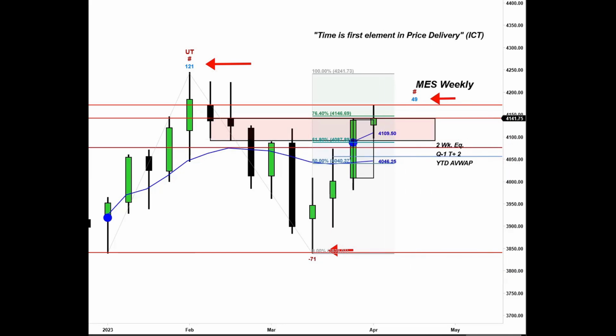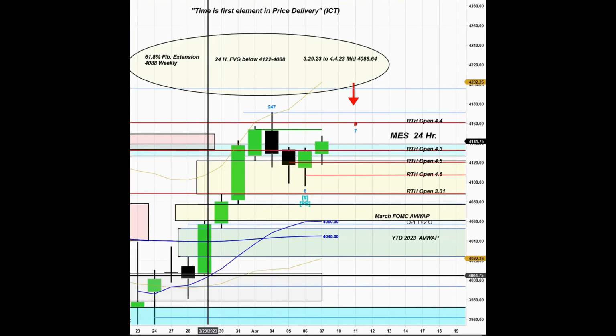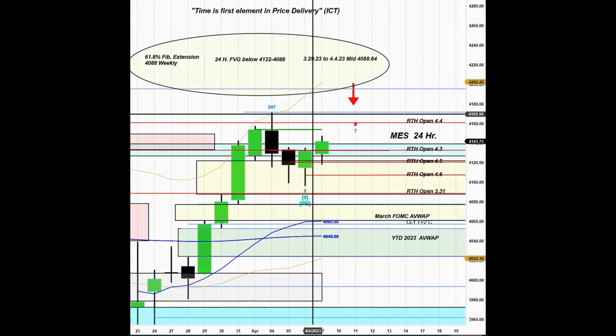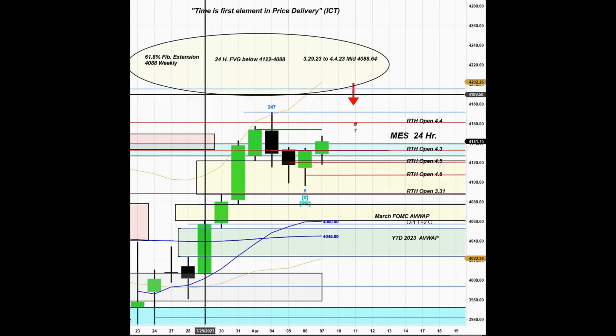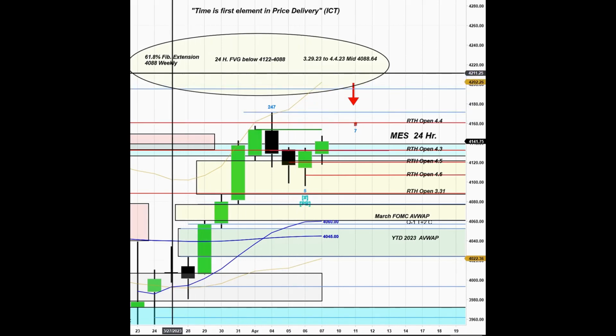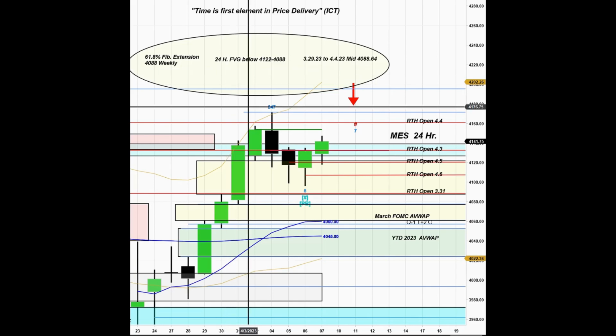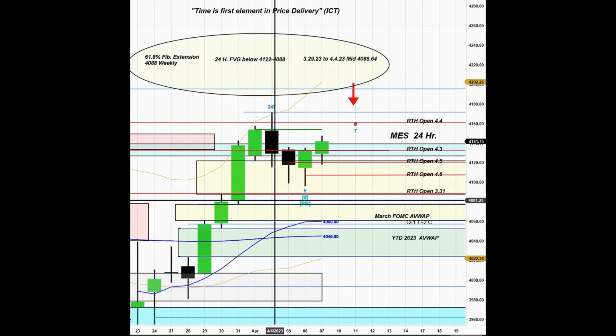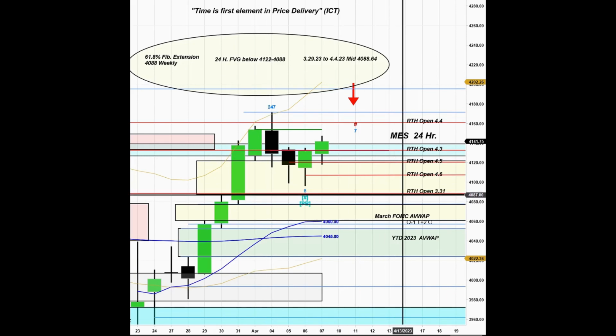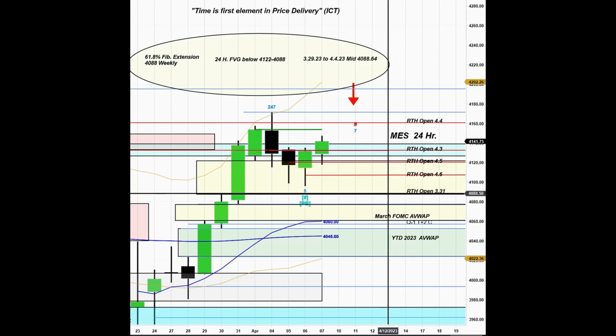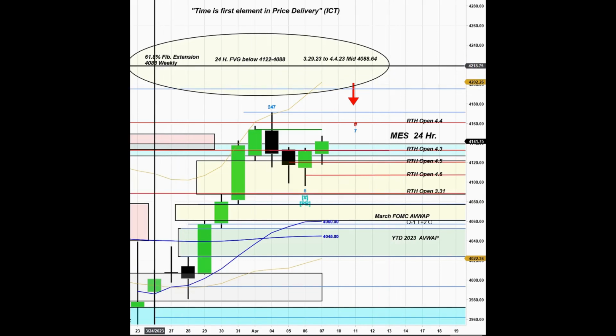24 next. Okay, the second and final chart for the weekend study is the 24-hour chart. And what I want to point out, first of all, is 3 things. So we had the weekly. I just went over 4,088 on the fib extension level that I'm looking for a retracement. That correlates with the 24-hour fair value gap below. So this yellow rectangle right here, that's the zone, which happens to correlate with the RTH March 31st open. So once again, I've got confluence multiple times with this 4088.